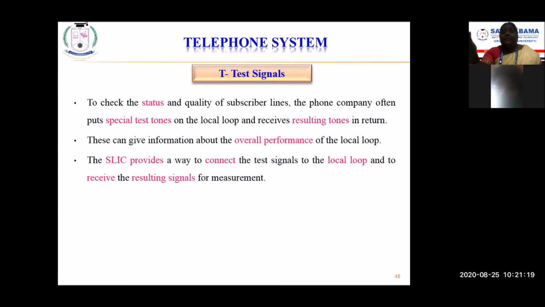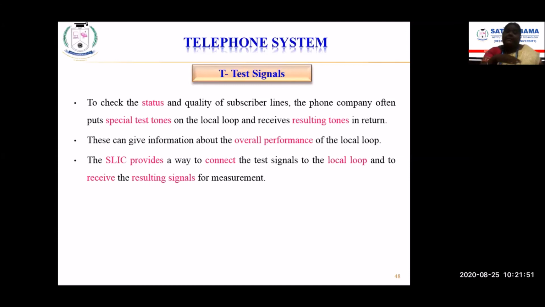So they can give information about the overall performance of the local loop, physically whether the local loop is connected or not, or sometimes in many places there are some kind of rat problems. So that will be, what is that, biting the wires. So because of that, some disruption in the connection might happen. That normally happens in our locality, is it not? So that will be tested, whether physically there is no interruption in the local loop connection, by sending some kind of special test tones. So that is called the test signals.